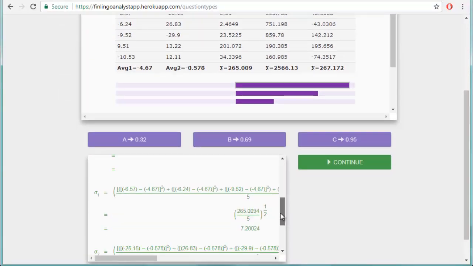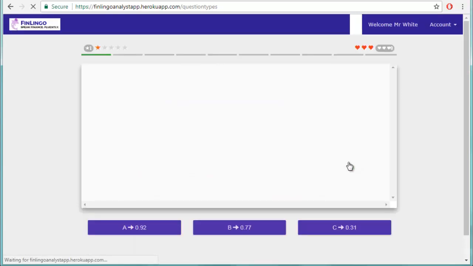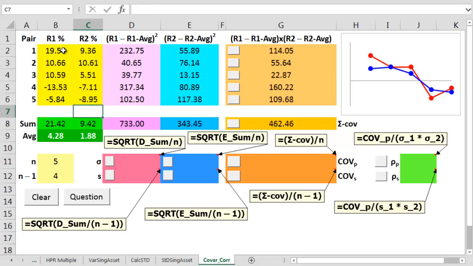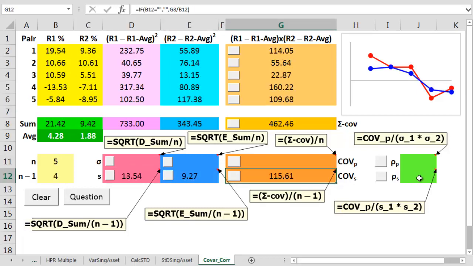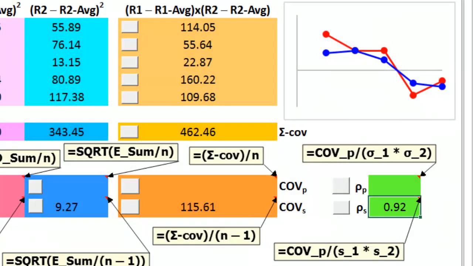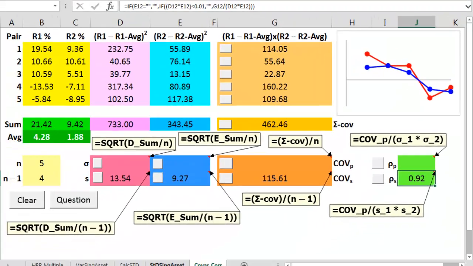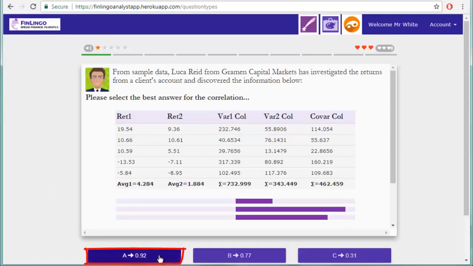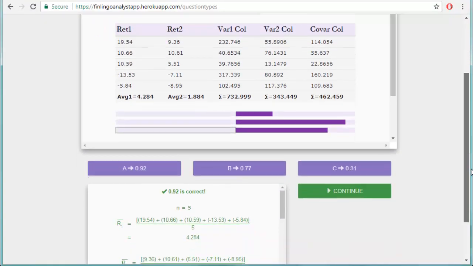But let's just do a sample question for fun. This one covers a sample as we can see. Again, I'll just quickly reproduce the table. So now we calculate the standard deviations, we calculate the covariance, we divide the covariance by the two standard deviations, and now we get a correlation of 0.92 for the sample. This tells us that the two investments are highly correlated. In other words, they move together. Now, head back to FinLingo, choose the right answer, and check the calculations.